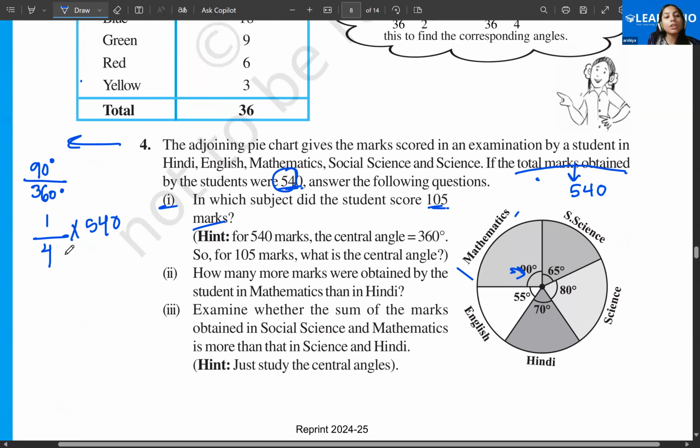Now I'll just divide. 4 ones are 4. I think 540 might not be in the fourth table. No, it's not there. I'll divide it by 2. This will be 270 and this will be 135. So for 90 degrees, that means he scored 135 marks in maths. Can you find it for the other subjects also? Yes.